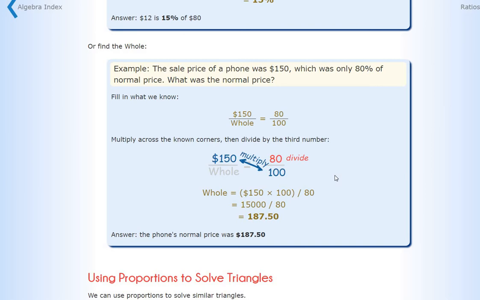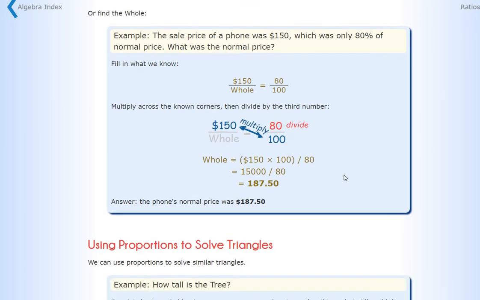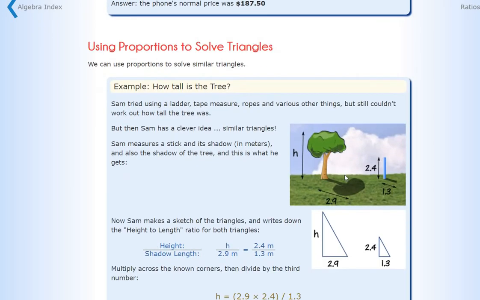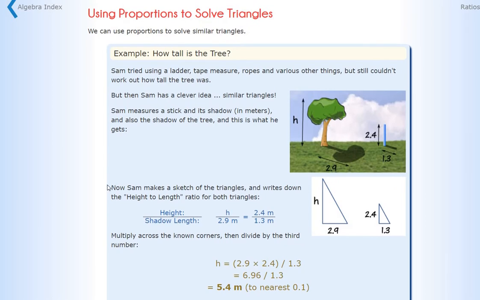Any questions so far? No. Great. Let's move on. Using proportions to solve triangles. Okay. So we can use proportions to solve similar triangles. Example, how tall is the tree? Can you read the problem, Mara?